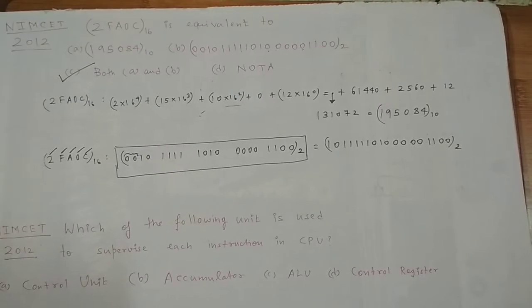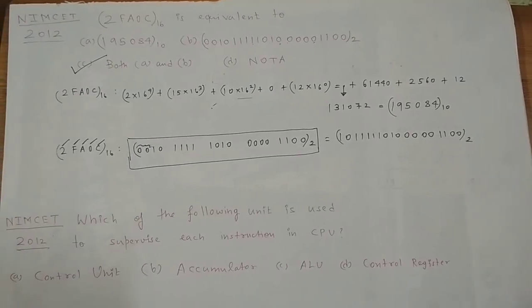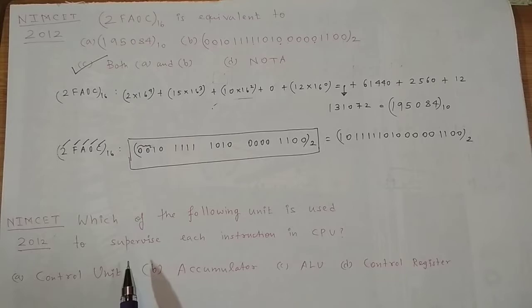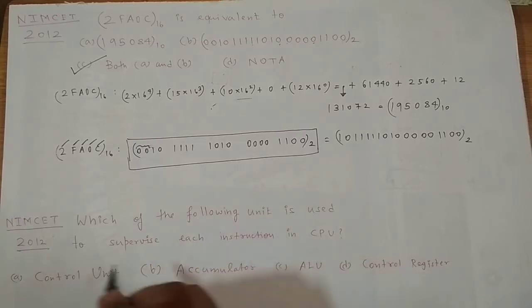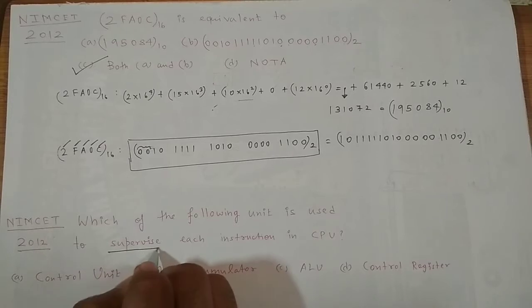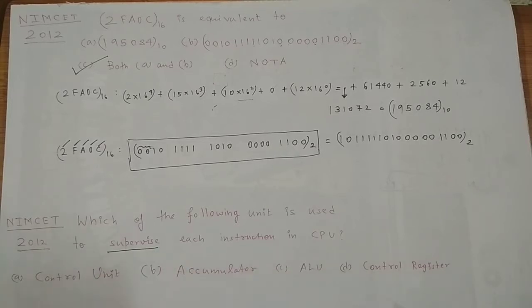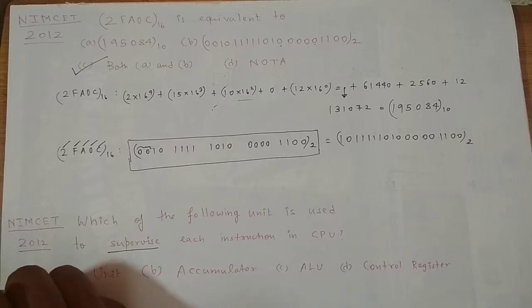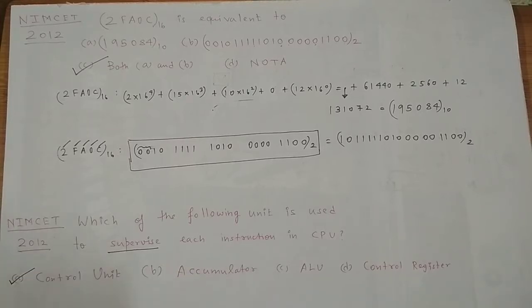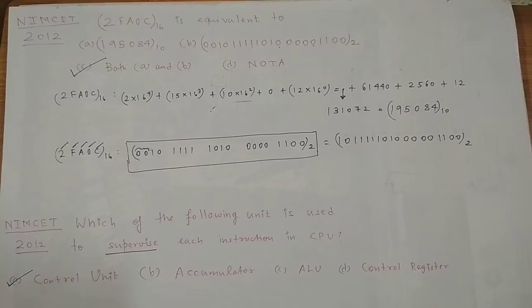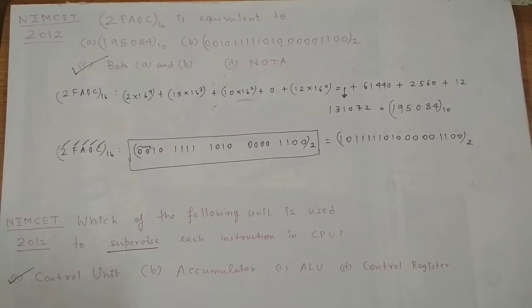The next question is telling us to find which of the following 4 options is used to supervise each instruction in CPU. Remember, when it comes to the task of supervising, the unit or the functional module which is responsible for it is always the control unit. The control unit will generate control signals which will supervise or manage all the components and all tasks of a computer.